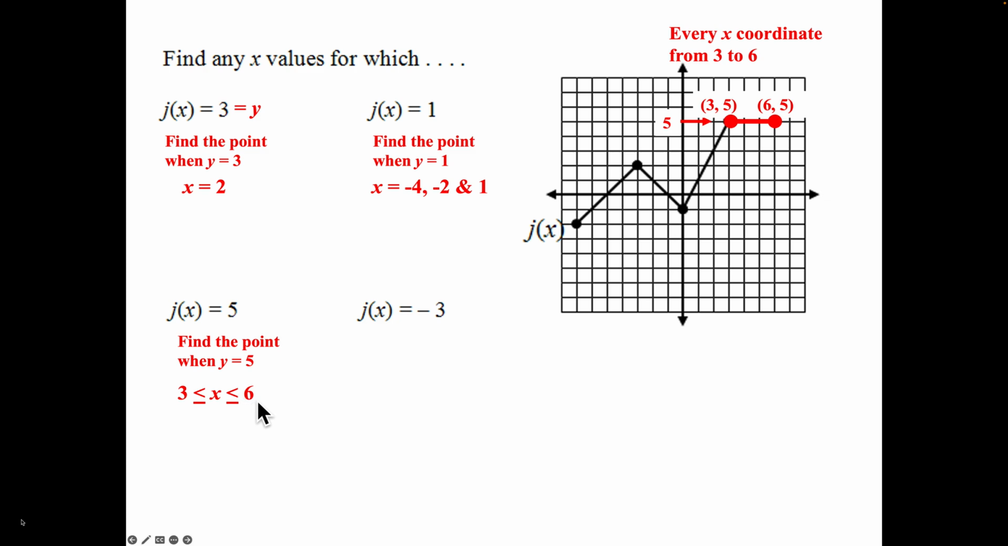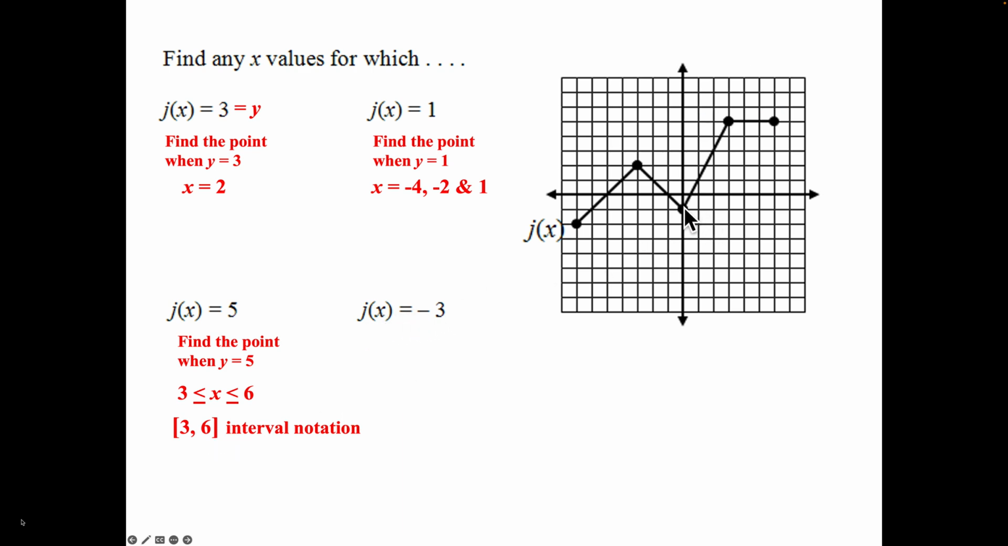If they ask you for interval notation, then it's left bracket 3. Brackets are used when you have an equal to line. If there is no equal to line, then it's a parentheses. So left bracket 3 comma 6, right bracket. That's the interval notation that means this. So this again says I'm including 3 and everything up to 6 inclusively. That's my answer.